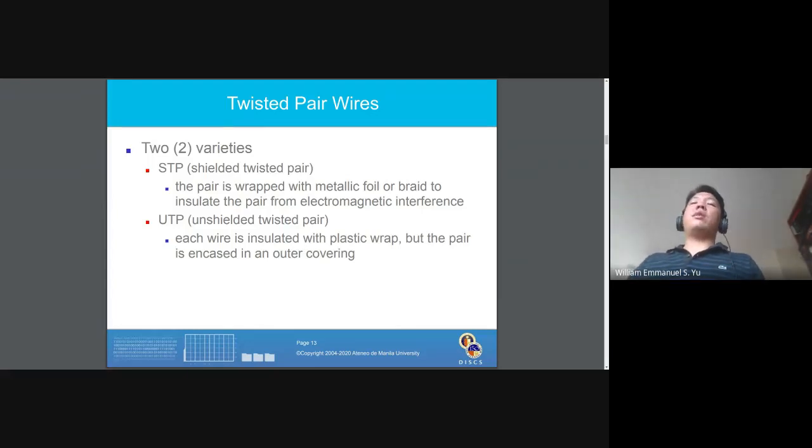You will see shielded twisted pair cables more in industrial use cases, inside factories, or inside sites or facilities that have a lot of electromagnetic signals around. But for general use, like you and me at home, or at school, we use unshielded twisted pair.